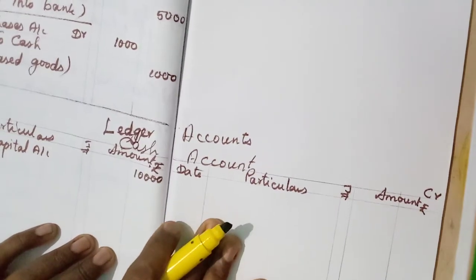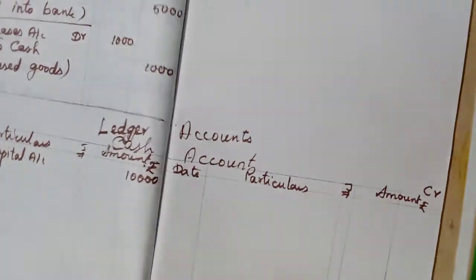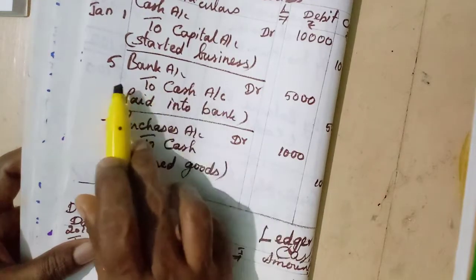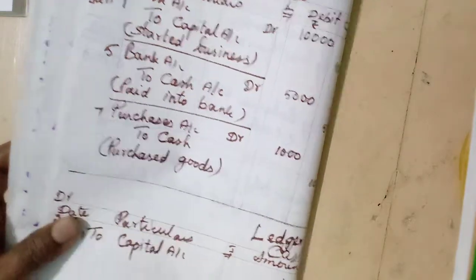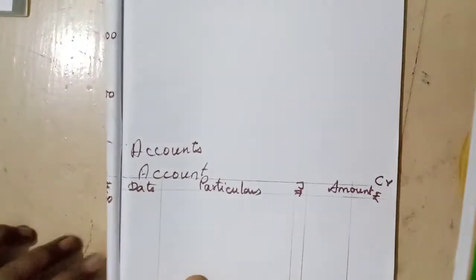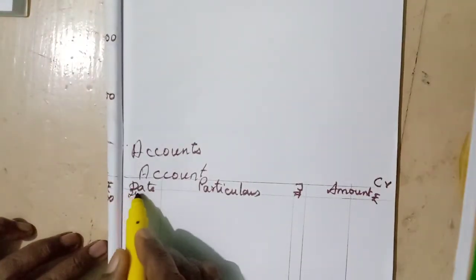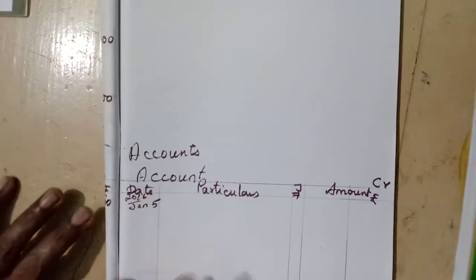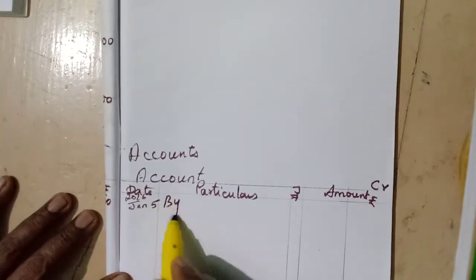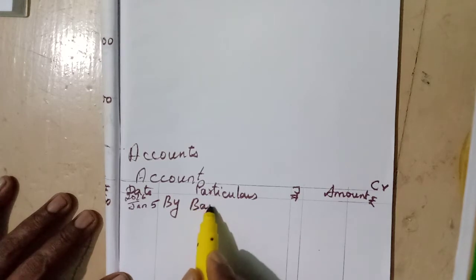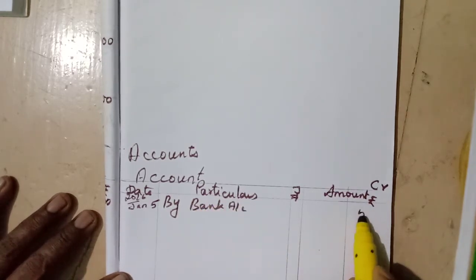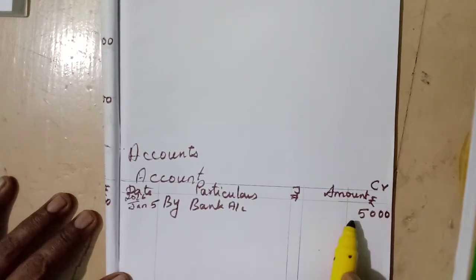Okay. Then any other cash available. In the next entry there is again cash. There cash is credited. So credit side by bank account. The same date, fifth date. So first you write the date 2016 January 5. Here what we have to write? By bank account. By bank account 5,000. Four digits only. It should be correctly written.